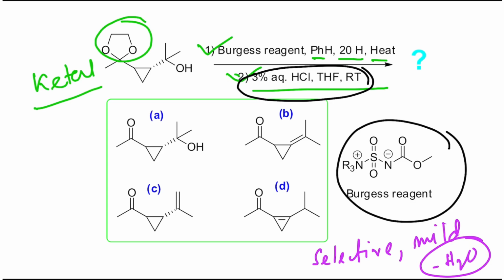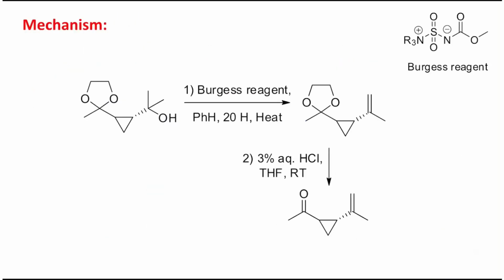Generally for dehydration of alcohol we use acidic reagents, but that may produce a carbocation which can undergo further rearrangement, etc. Lots of reactions are possible. Not only that, acid-sensitive groups like acetal may also get affected during this reaction. That's why such mild reaction conditions are highly appreciated in synthetic chemistry.